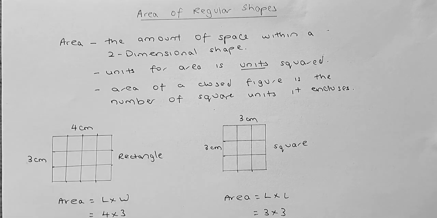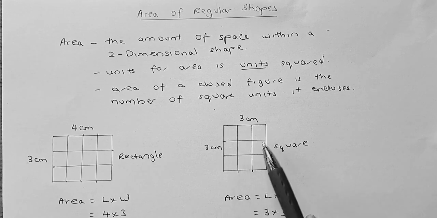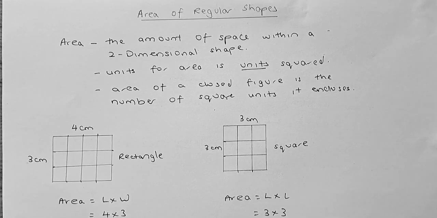centimeters by 3 centimeters. Similarly, in a square 3 centimeters by 3 centimeters, the formula to calculate area is length times length. So 3 times 3 is going to be 9. Or if you count the number of squares, there are altogether 9 square units in the diagram there.